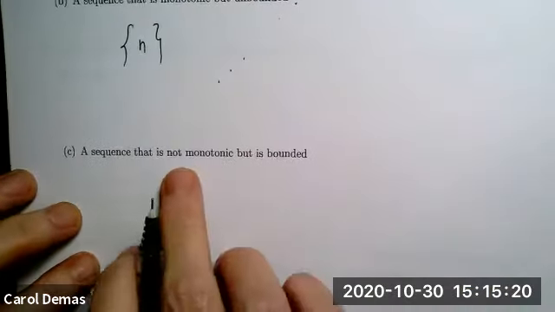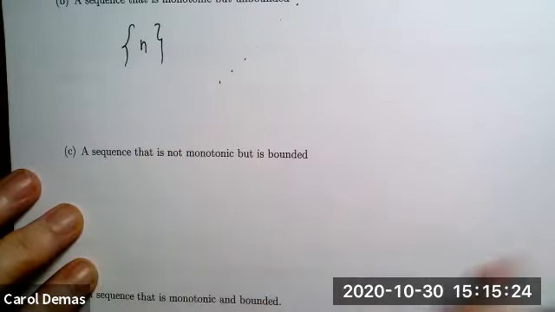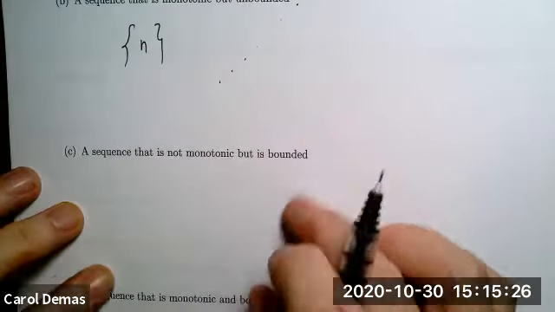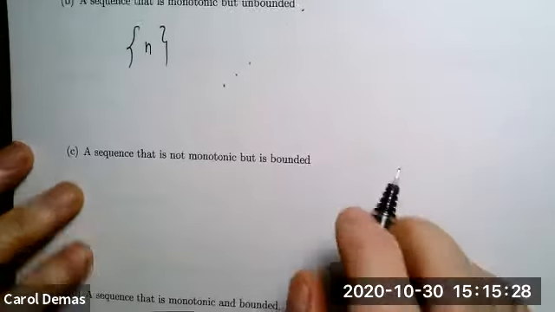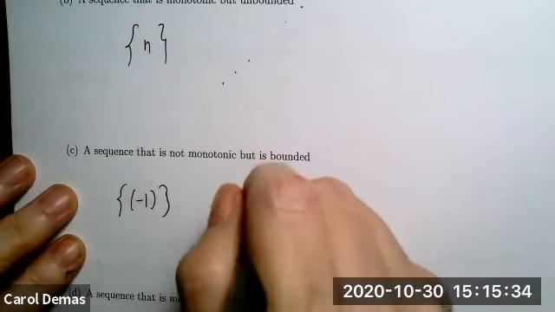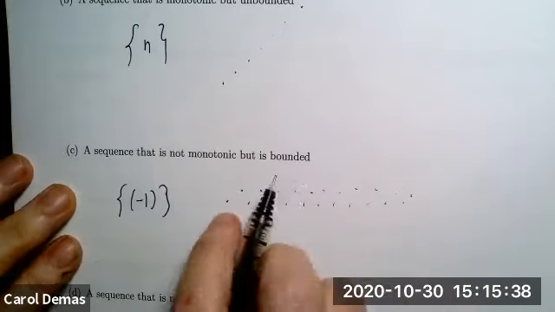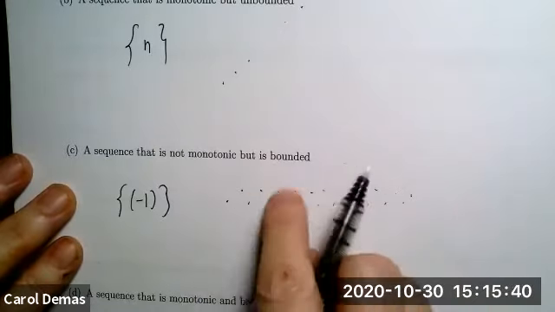What about something that's not monotonic but bounded? Something that goes up and down all the time but never goes out of bounds. -1 to the n. Yeah, -1 to the n would be a good one. Or cosine n pi. Okay, it's always between -1 and 1, so it's bounded, but it's going up and down.